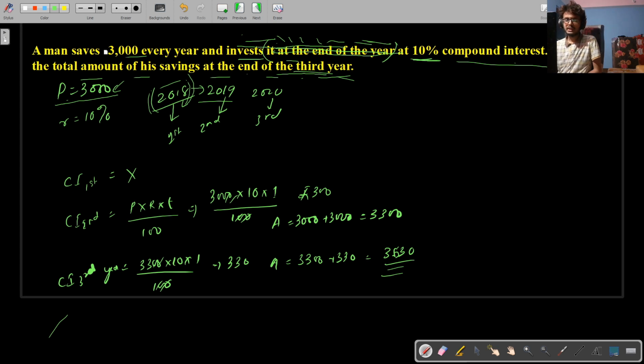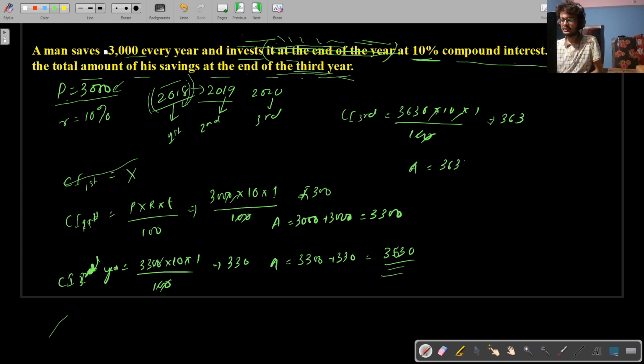So now you'll have to calculate, this will be the first year, this will be the second year, and you'll have to find CI for the third year as well. So for the third year it is 3630 into 10 into 1 divided by 100. This will cancel, will be 363. So total amount will be equal to 3630 plus 363, which becomes 3993. So this is the money that he gets at the end of the third year, right?